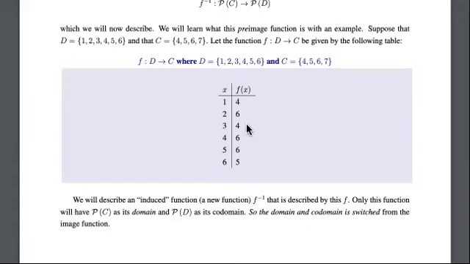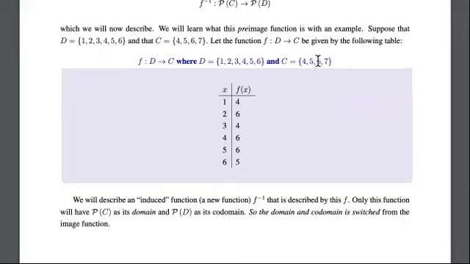Now, what's the preimage of {4, 5}? What has an image of 4 and 5? Well, going backwards, it's 1, 3, and 6. So {1, 3, 6} would be the preimage of the set {4, 5}. So we've taken a subset of the codomain, and we've gotten out a subset of the domain that way.